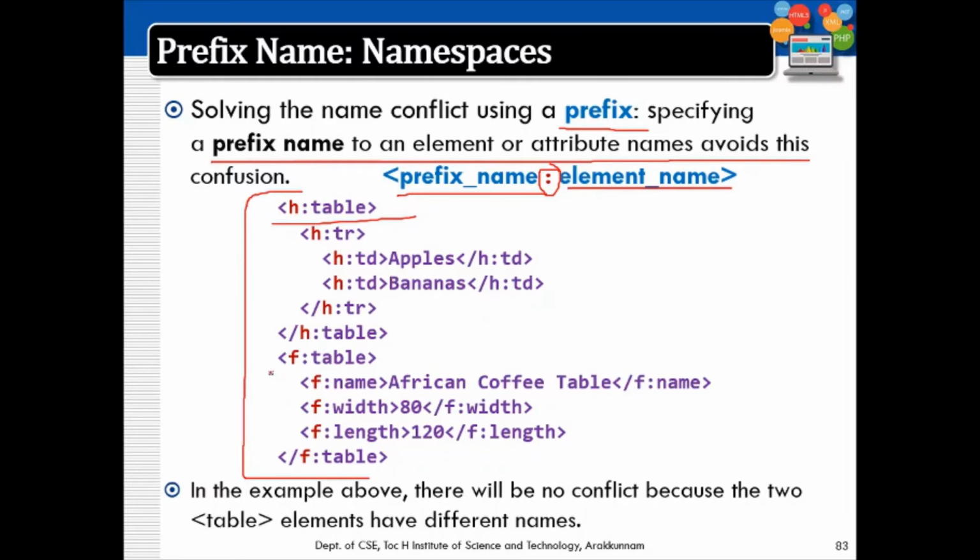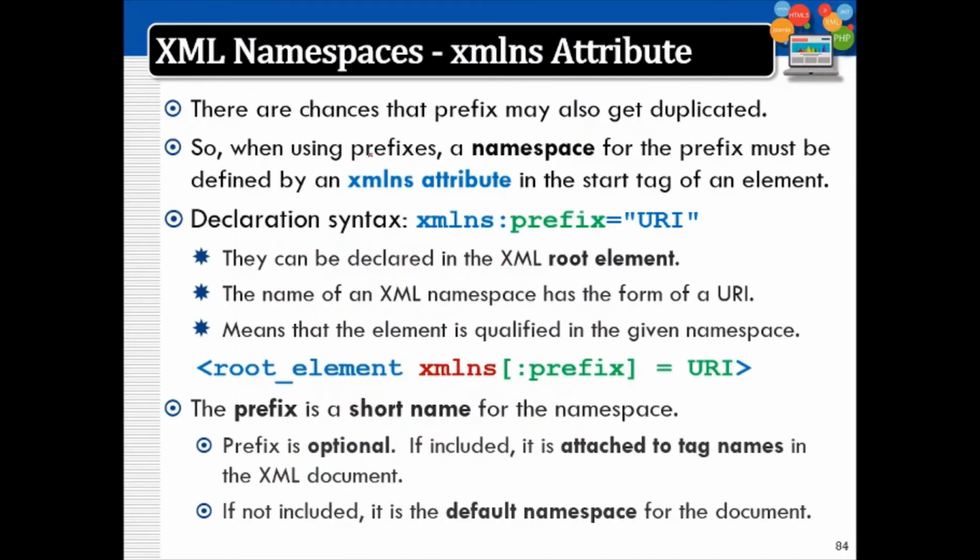And for the second table, the coffee table, I am using another prefix, F. Of course, on writing like this, the name of the tag itself will be different. So h:table is different from f:table. There will not be any conflict because both of them have different names. So this is one way to solve the name conflict issue. But if we use prefixes like this, those may also get duplicated. Sometimes both of them may use the same prefix.